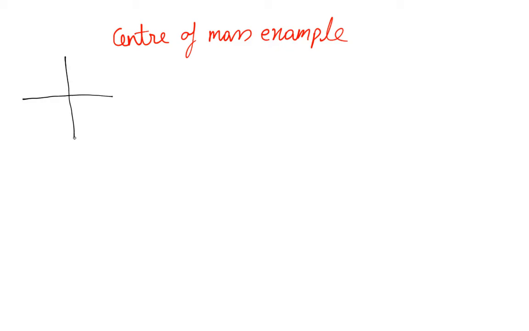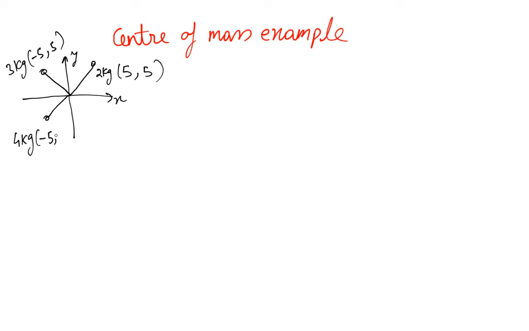Let's take some examples on center of mass. So we have three masses, and these masses are positioned. Let's say this is a 2 kilogram mass, and this is positioned at (5, 5). This guy is a 3 kilogram mass, positioned at (-5, 5). And this guy, which is 4 kilograms, is positioned at (-5, -5).